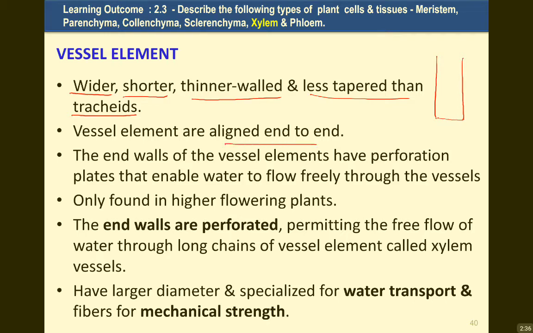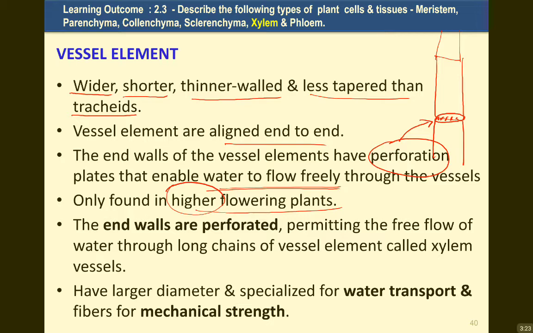Vessel elements align end to end, from one element to another element. The end walls have perforation plates that enable water to flow freely. So at the end here, they have some spaces, some holes. These holes are called perforations, and the perforations enable the water to flow. They are only found in higher flowering plants. Tracheids can be found in all plants with a vascular system, but vessel elements are only in higher level plants.